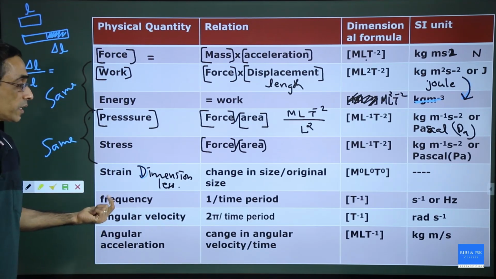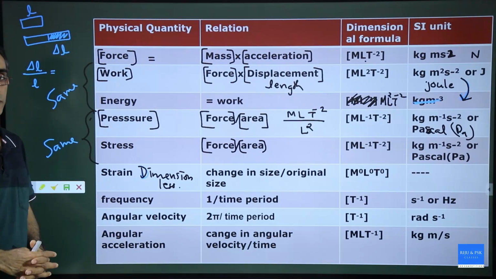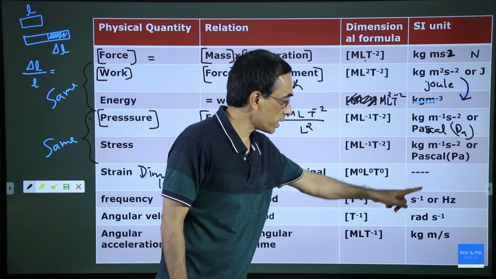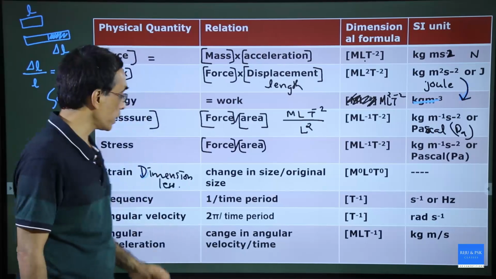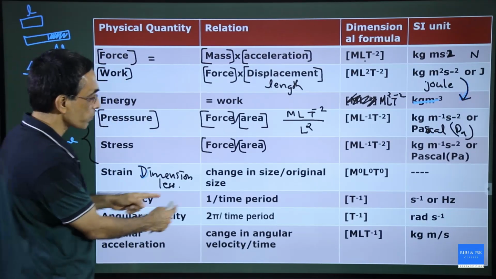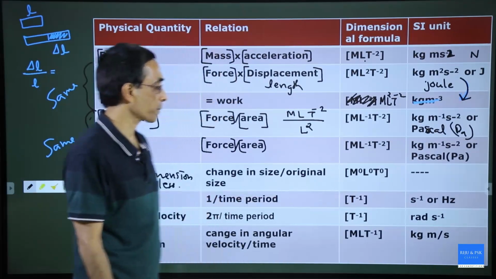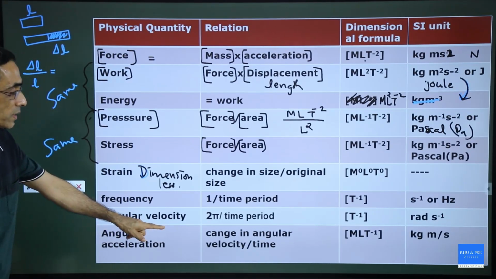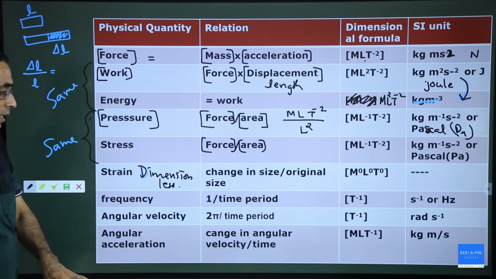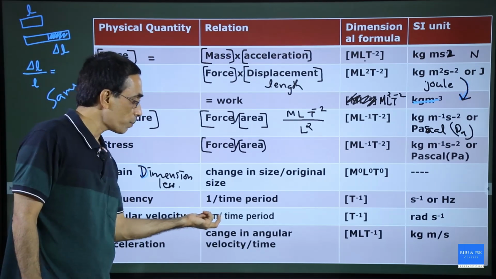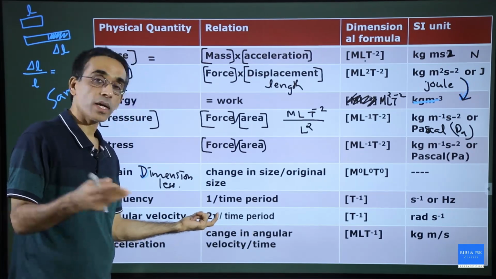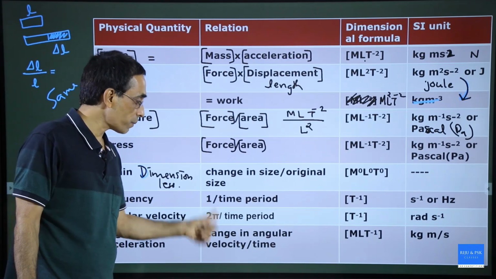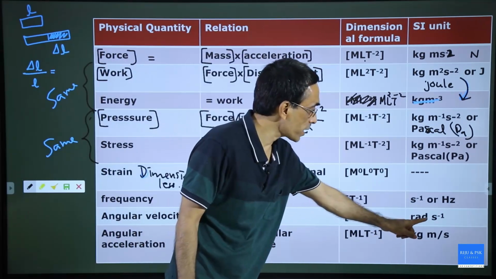Frequency is 1 by time period. Time period is T, so that is T inverse. Second inverse or hertz is the unit. So what is the dimensional formula of frequency? It is T raised to minus 1, or T inverse. Angular velocity is something that you will study later, which is calculated as 2 pi by time period, and 2 pi has no dimensional formula. So 1 by T, again it is T inverse, with unit radian per second.